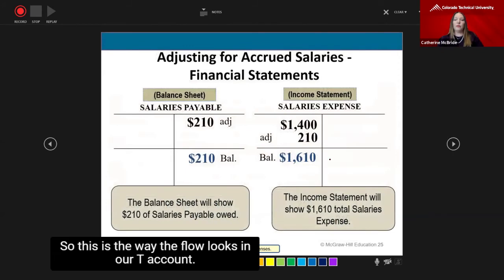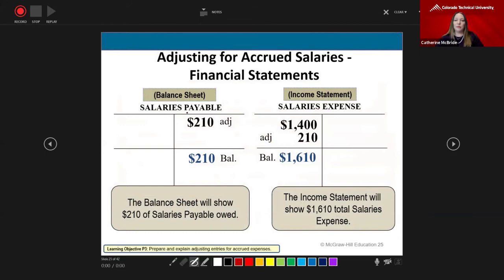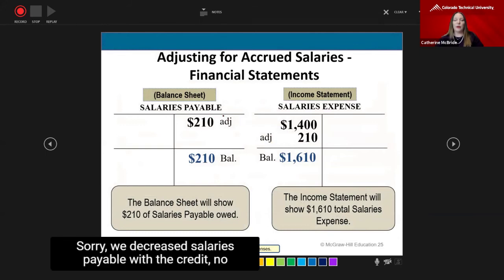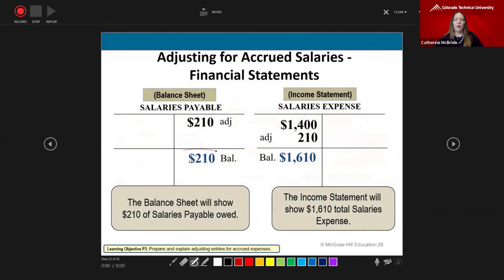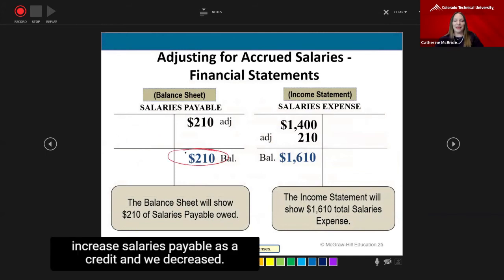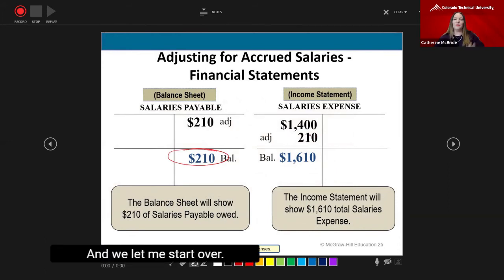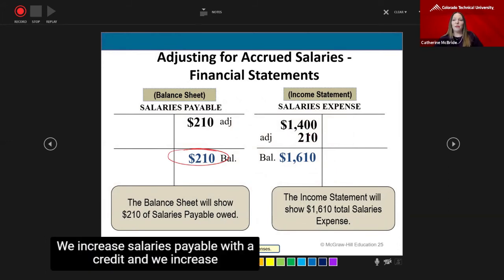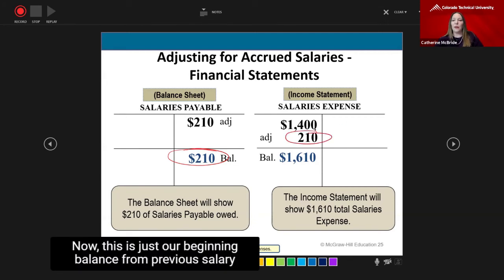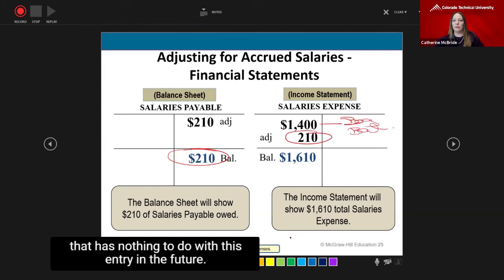So this is the way the flow looks in our T account. We've increased salaries payable with a credit, and we increased our salary expense. Now, this is just our beginning balance from previous salaries. It has nothing to do with this entry.